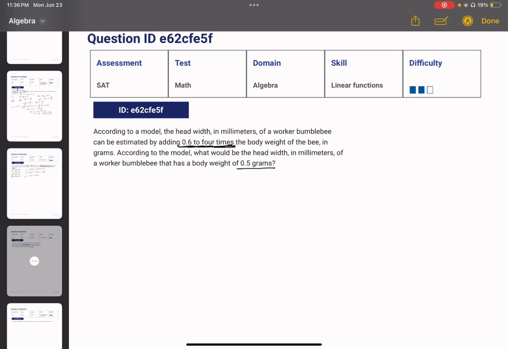Okay, so we have to construct an equation, and we're going to say this is the equation for the head width of a worker bumblebee. So we're going to say h is equal to adding 0.6, so 0.6 plus 4 times the weight. And that's going to be our equation, and it's asking what would the head width of a worker bumblebee be if the body weight is 0.5 grams.